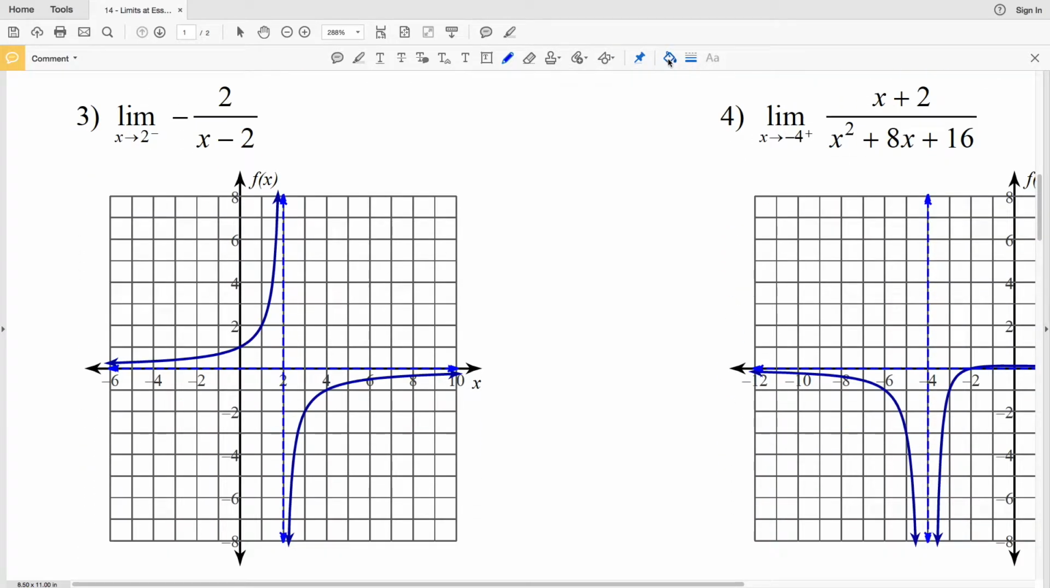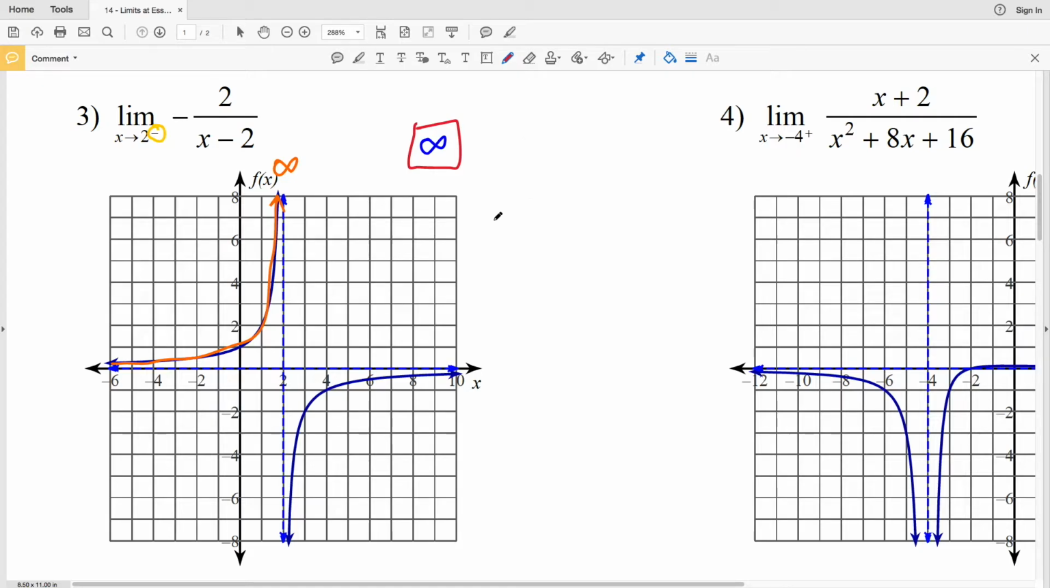And in number 3, we're finding the limit of negative 2 over x minus 2 as x approaches 2, and that's as x approaches 2 from the left. So as we go towards 2 from the left, we're going towards positive infinity. So positive infinity is our solution in number 3.